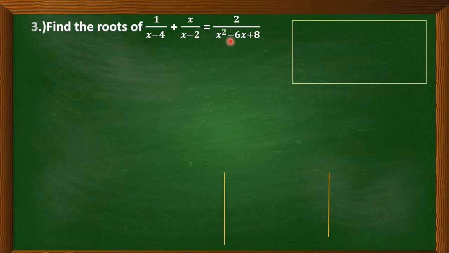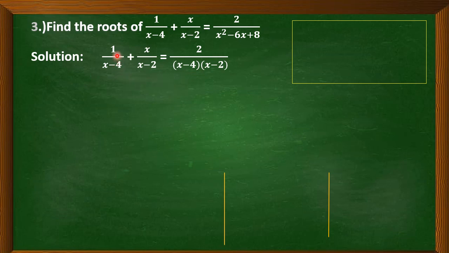So we can factor x squared minus 6x plus 8. The resulting equation will become 1 over x minus 4 plus x over x minus 2 equals 2 over quantity of x minus 4 times quantity of x minus 2. This is the factored form of x squared minus 6x plus 8. So factors of x squared are x and x, and factors of positive 8 are negative 4 and negative 2, with the sum of negative 6. So with this, we can easily determine the restricted values.